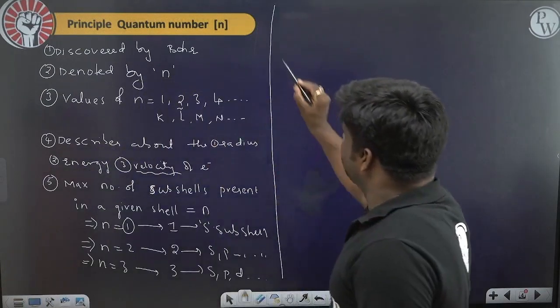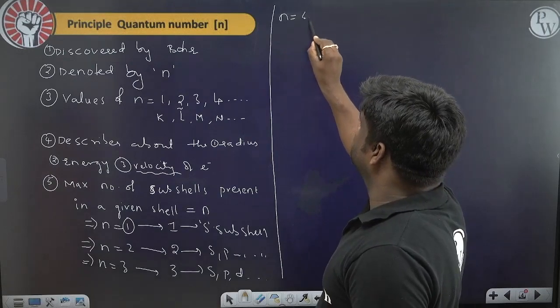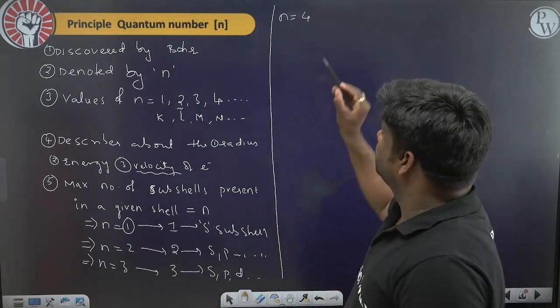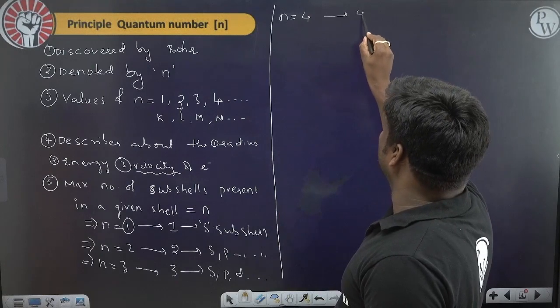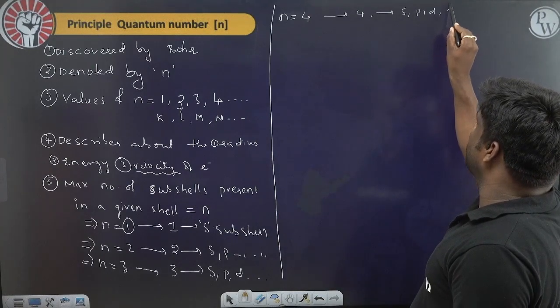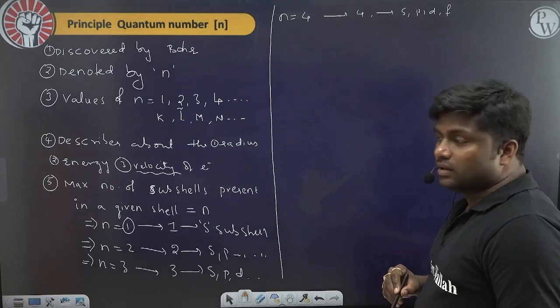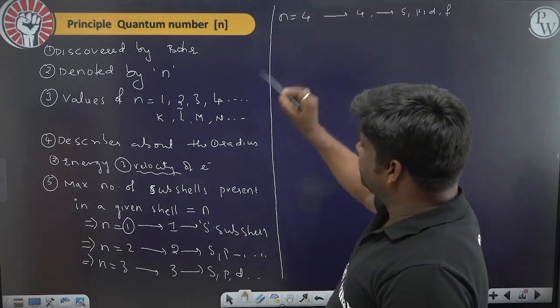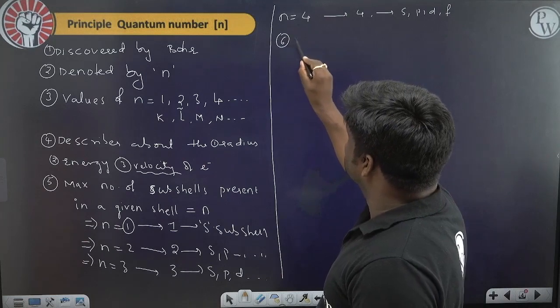And if you have the fourth shell, the number of subshells is how many? 4 only. What are they? The s, p, d, f subshells. Okay.